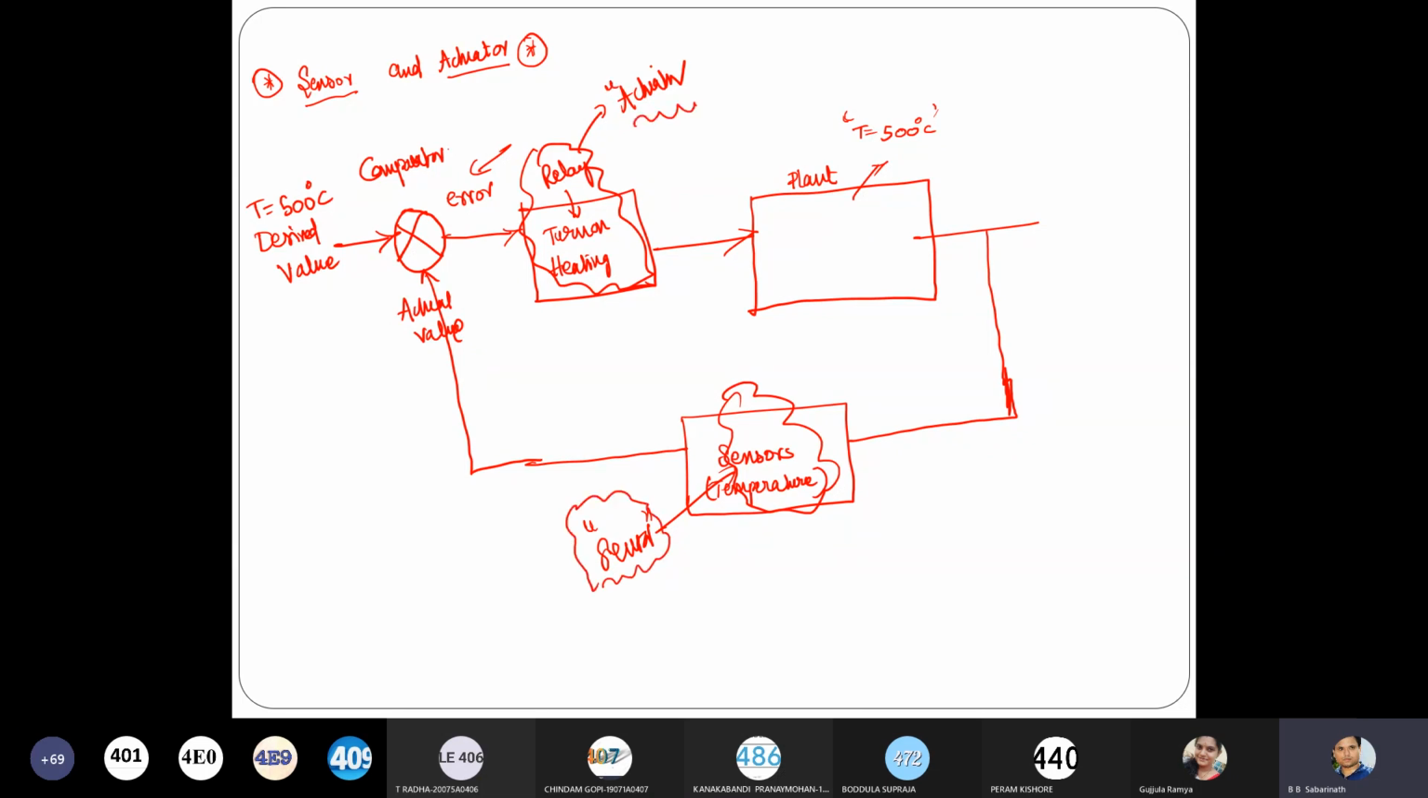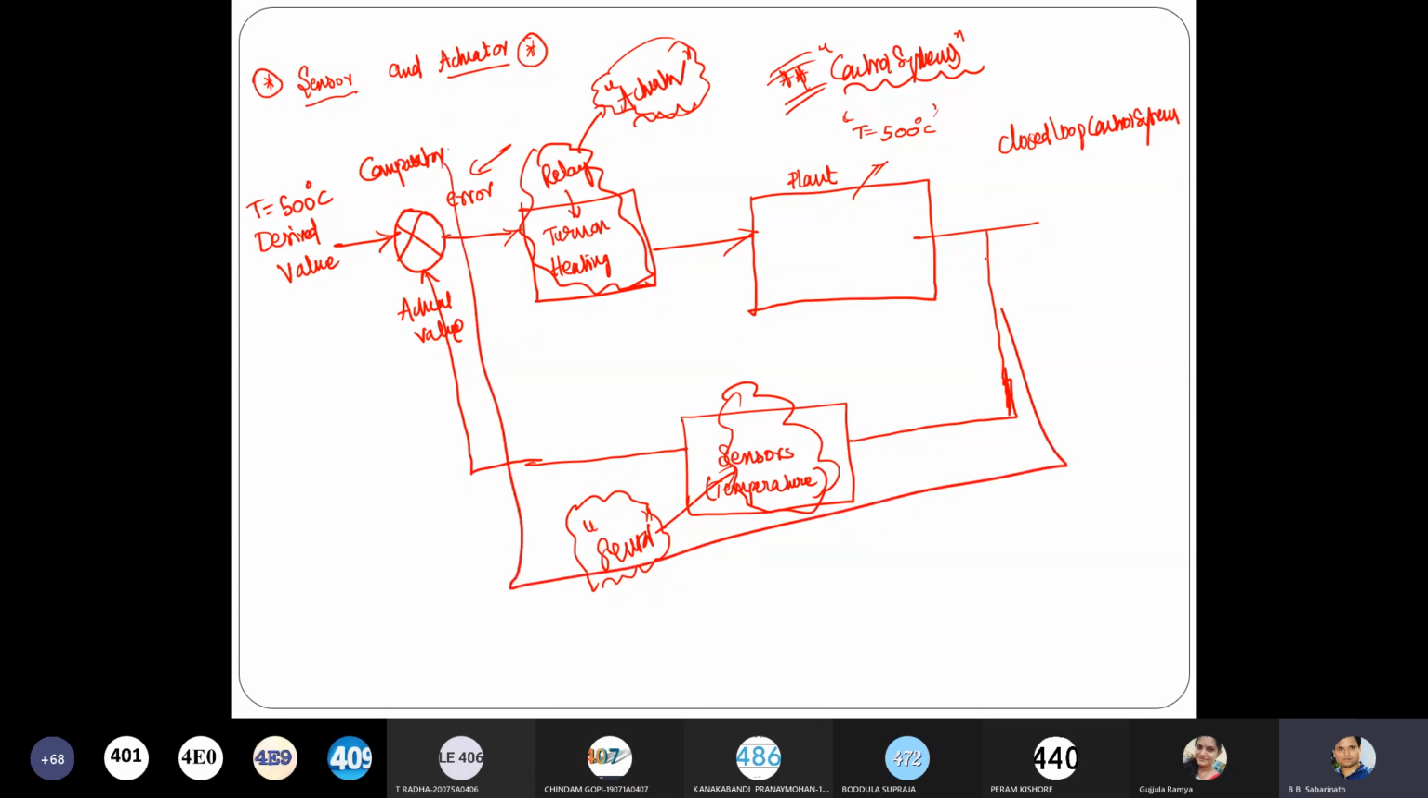Definitely in the third year, or maybe second year, second semester, you will be studying one subject called control systems. In the control systems subject, this is what you model as a closed loop control system. You model this with a transfer function. You model everything, all these things, with a transfer function.